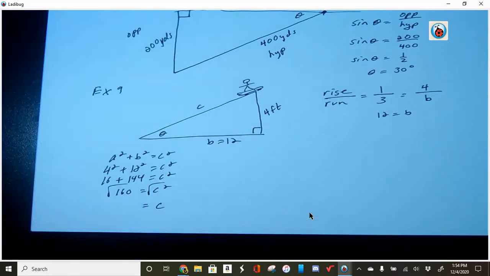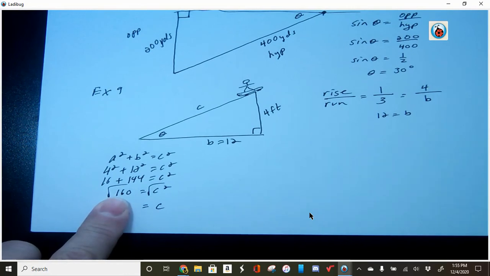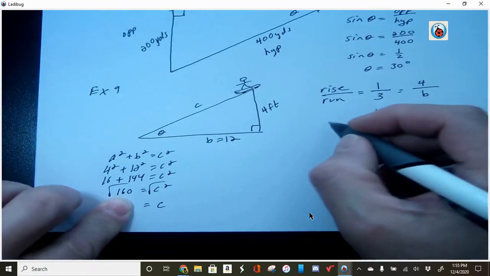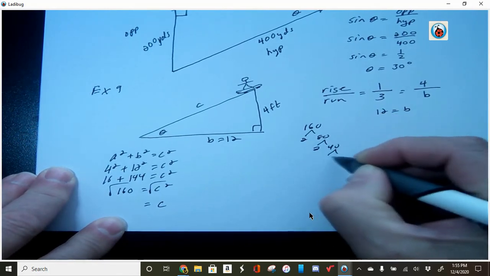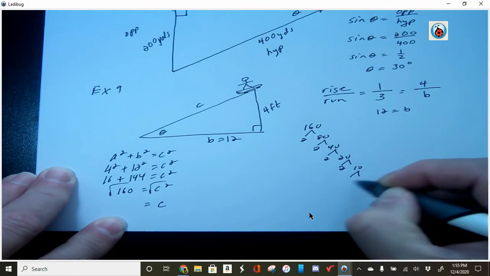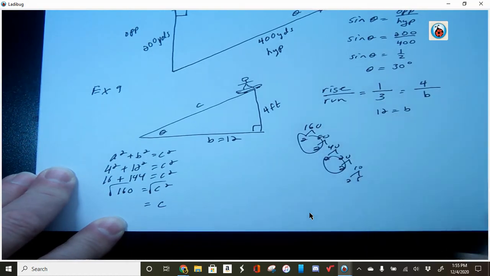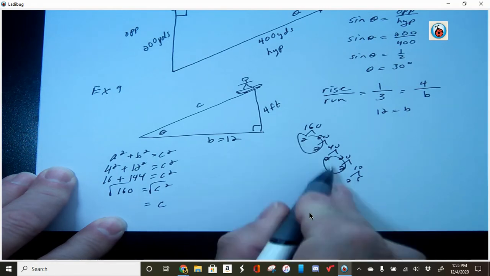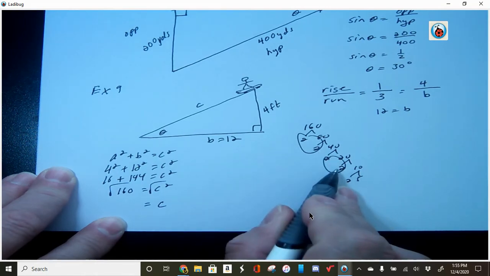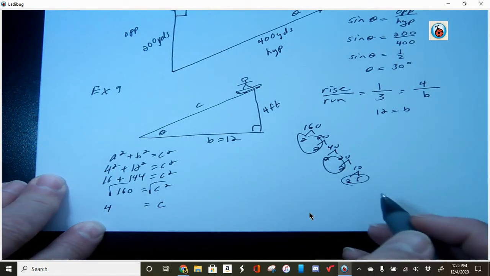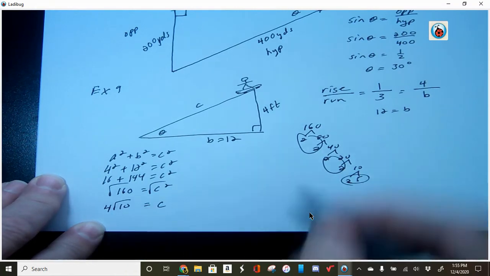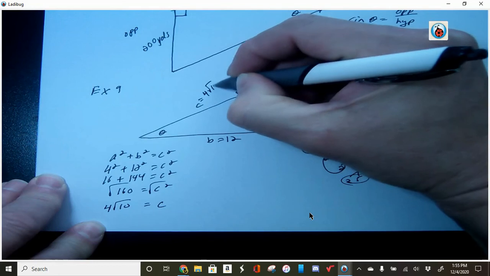I'll square root both sides, and let's go ahead and give an exact answer. So instead of typing in the square root of 160 and getting a decimal, let's go ahead and simplify that radical. Okay, so I'm going to multiply these numbers together. 2 times 2 times 2 times 2 is 16. Square root of 16 is 4. And what do I have left over? I have a 2 and a 5, so 2 times 5 is 10. So C is equal to 4 root 10.